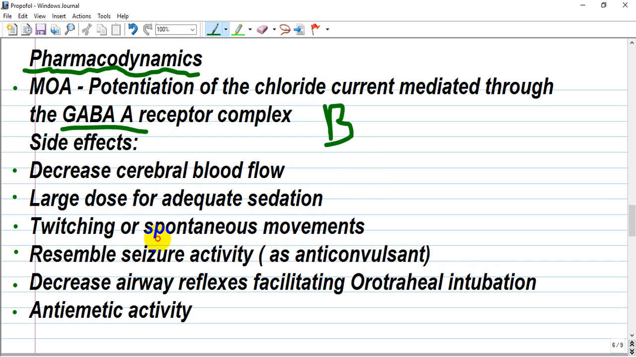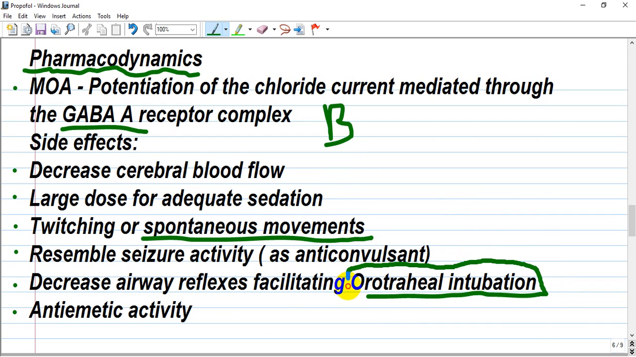Twitching or spontaneous movements during the sedation may appear, resembling seizure activity. As an anticonvulsant, no one uses it, but if it has another side effect like anticonvulsant action for patients with risk of convulsion, it's okay. Also it decreases airway reflexes and facilitates oral tracheal intubation. This is a preferred drug for rapid sequence induction of anesthesia and intubation, and it has, of course, antiemetic activity.